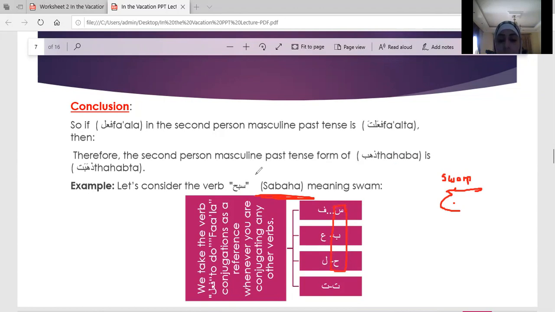Past is sabaha. You're talking about the third person. Can you give me the third person masculine pronoun? How do we use sabaha with the third person masculine pronoun? What's the third person masculine? The second person masculine pronoun, please. What is it? Which pronoun?